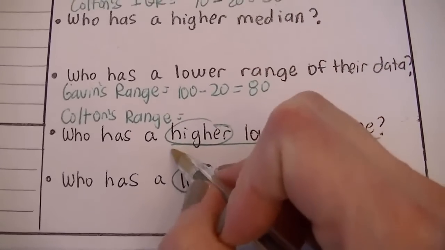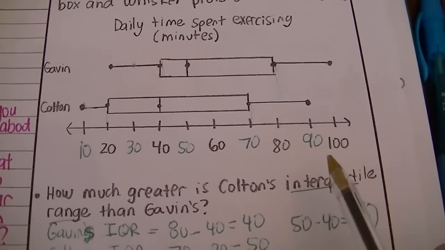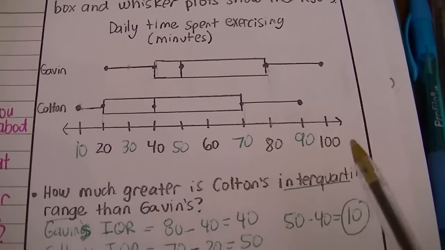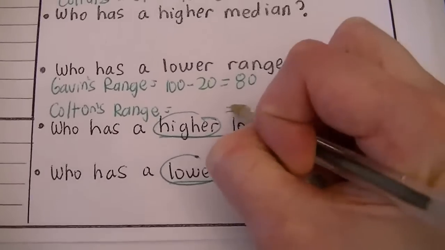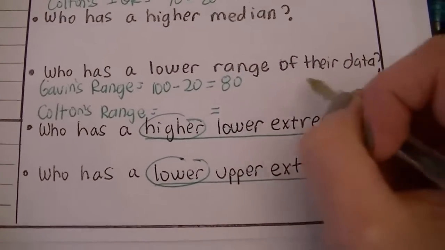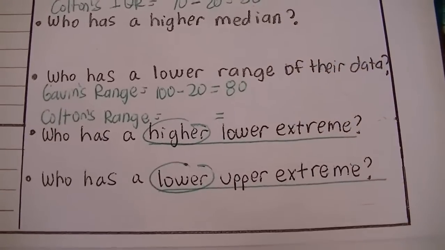So for Colton's range, go ahead and do the exact same thing. Find Colton's upper extreme and subtract the lower extreme, okay? And then you'll get his range for his data. And then to answer the question, you just write a sentence.